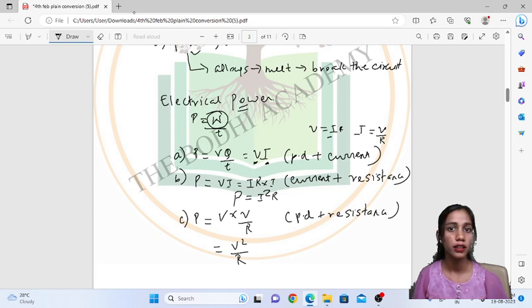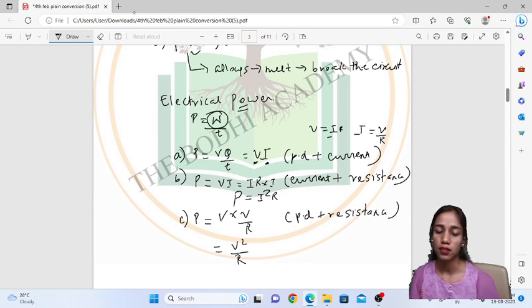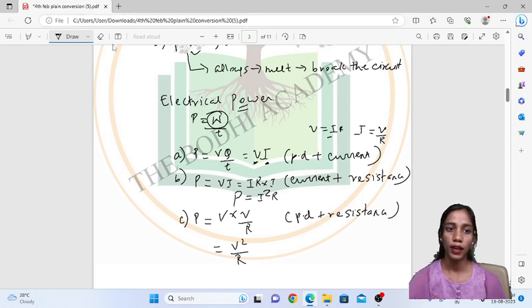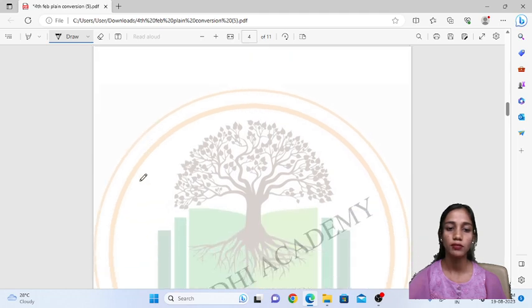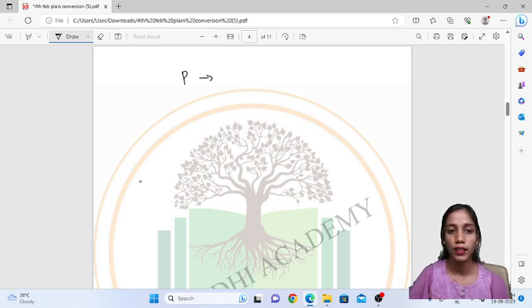These are very important. There are three forms for the power. The first one is V into I, considering the potential difference and the current. The second one is I square R, considering the current and the resistance. And the third one is potential difference and the resistance, meaning V square upon R. These are the three forms of electrical power. Now, when we are talking about any quantity, we need to talk about its SI unit. So the SI unit of power is 1 watt.